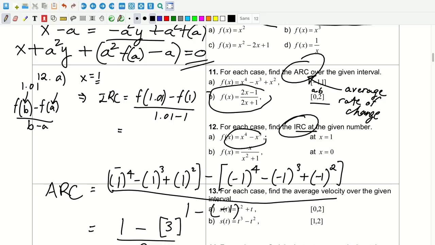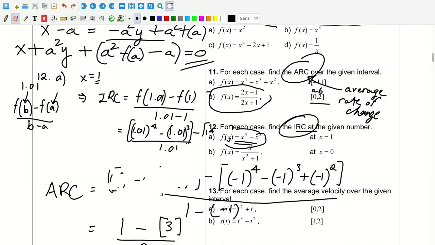I use this function and plug those in. So it'd be 1.01 to the 4 minus 1.01 to the 3. I've just basically used this function, plugged in 1.01. Take away, remember always use brackets, guys, 1 to the 4 minus 1 to the 3. That's it, all over 1.01 minus 1. I evaluate and I've got my instantaneous rate of change. It is that simple, nothing that bad.